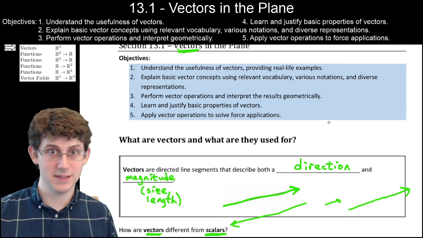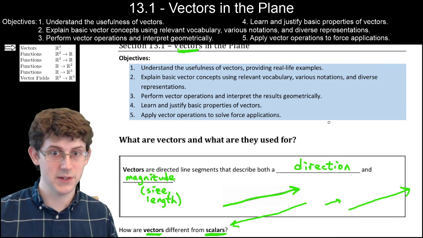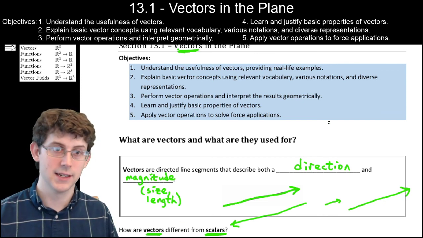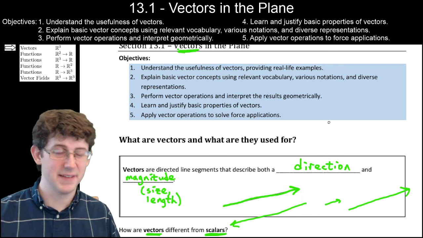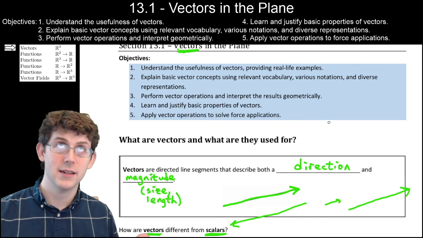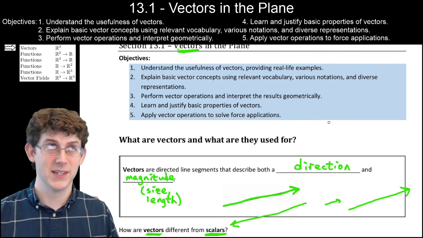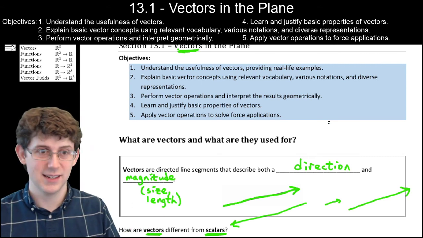Yeah, there were a whole bunch of different notations. There was the component form, there's the ij form, and there's the magnitude direction form. Those are all the different representations. The different vocabulary, we've got magnitude, norm, size, length. Those are all the same thing. There's scalar versus vector.